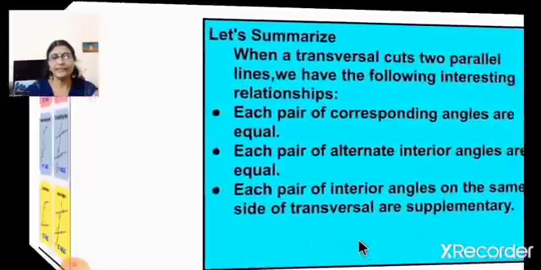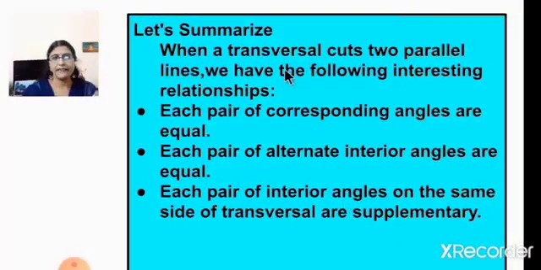Now, whatever we have learned today, let us summarize. When a transversal cuts two parallel lines, we have the following interesting relationships. First, each pair of corresponding angles are equal. Each pair of alternate interior angles are equal. Each pair of interior angles on the same side of the transversal are supplementary.